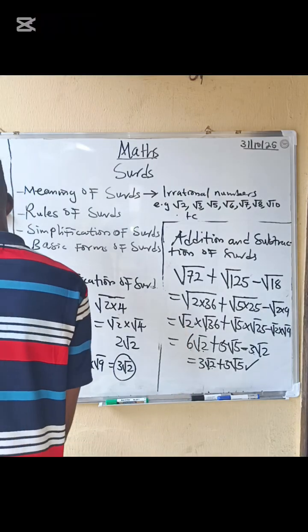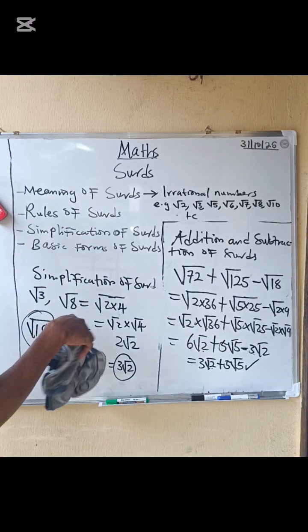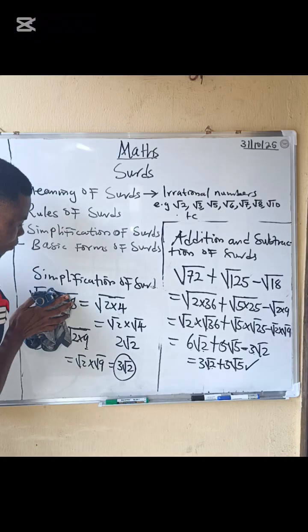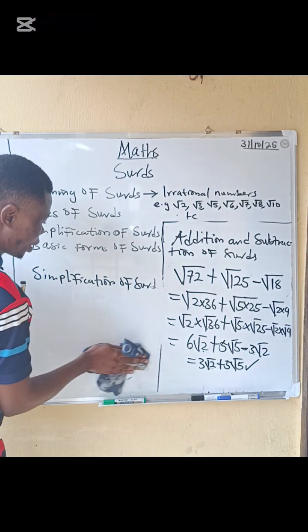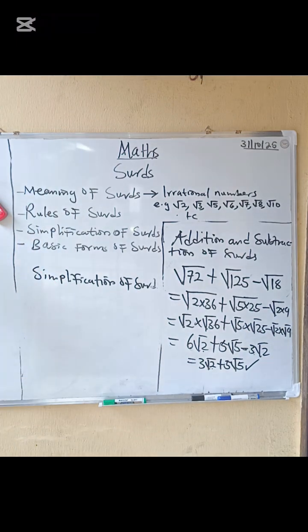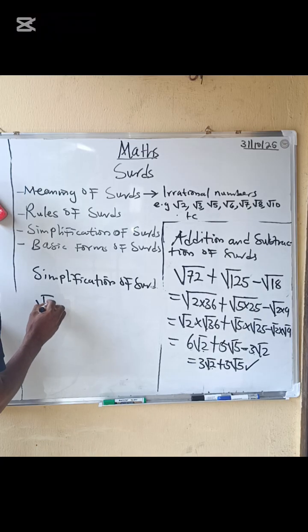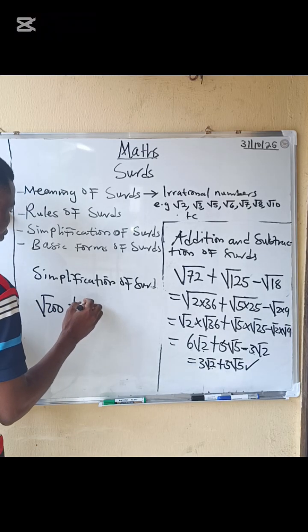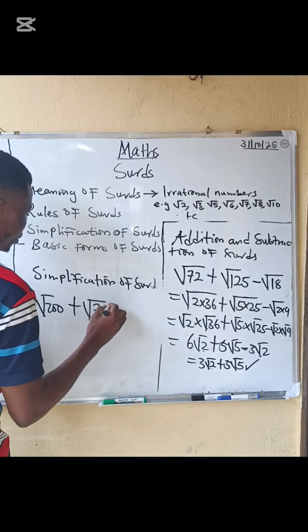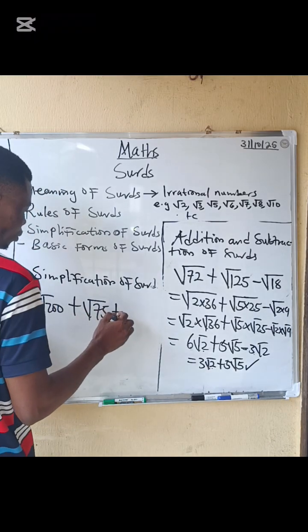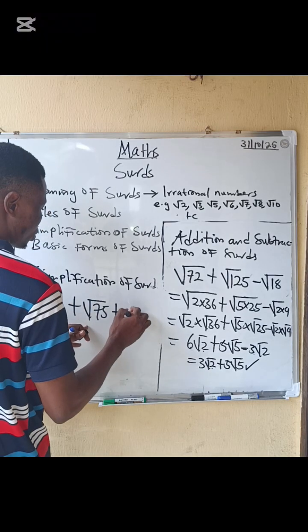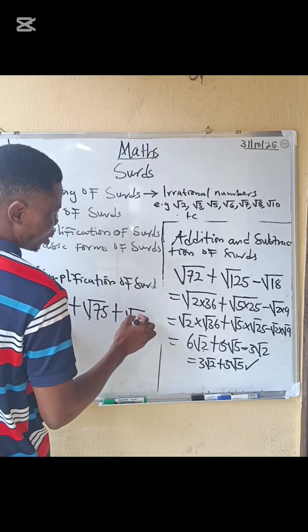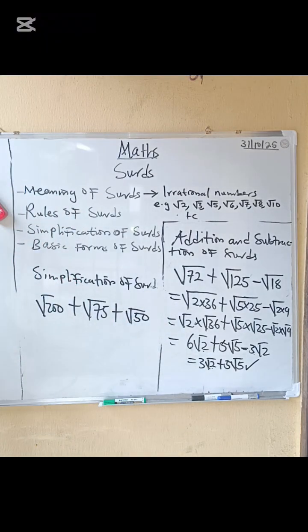So let me take the last example. Then we stop here for today. Let's see the last example that we have for today. Let me give you another one. If I give you something like this, what is going to happen? Can you solve this one? I now ask you to evaluate root 200 plus root 75 plus, okay, let me put plus root 50. Let's see what is going to happen.